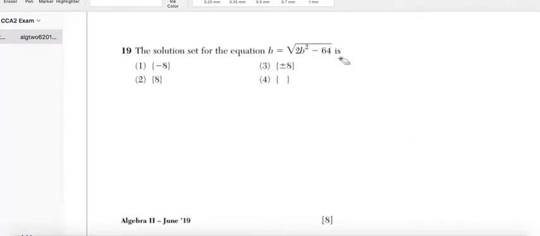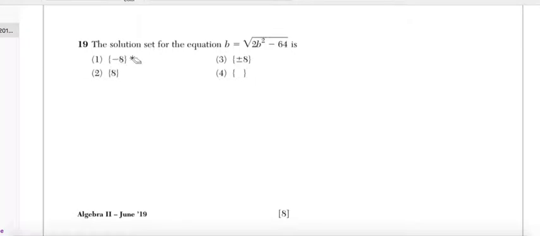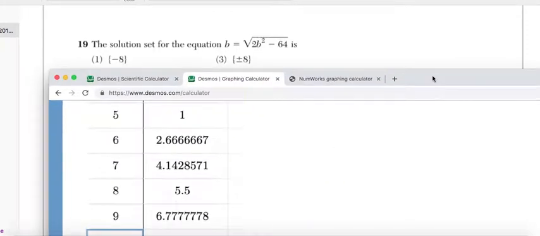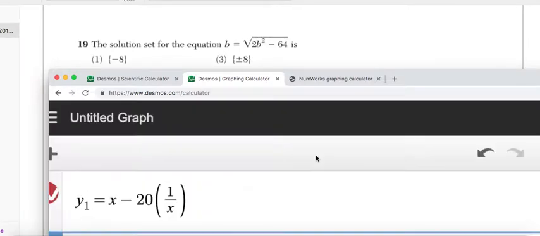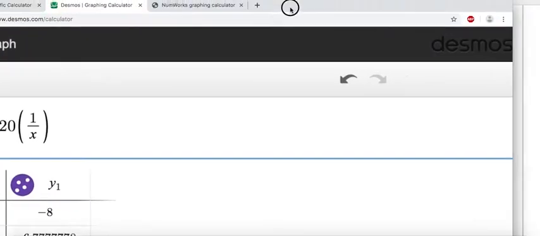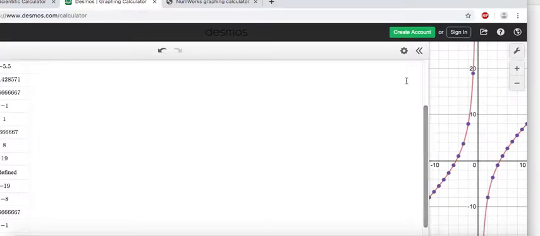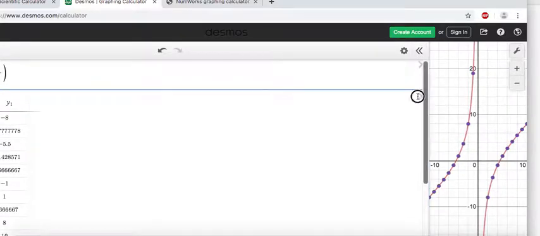So first thing we're going to do is look at the equation, and we see that the solution sets are either negative 8, positive 8, both positive and negative 8, or nothing, right? So all I'm going to do, guys, is go to my Desmos graphing calculator like I did before, right? There are a few ways I could do this quickly. One, clear all this out.